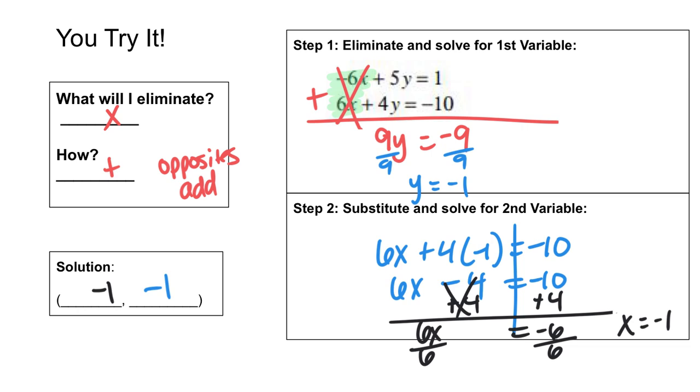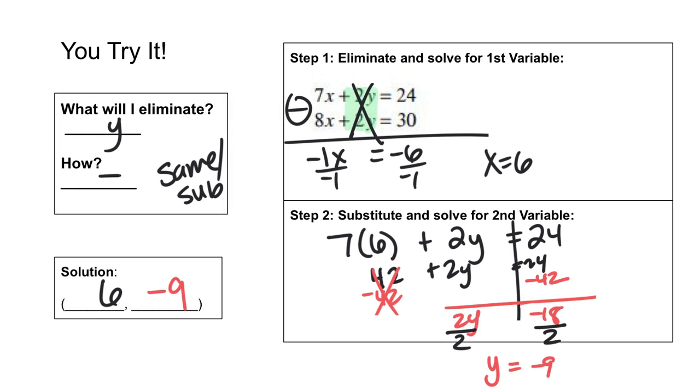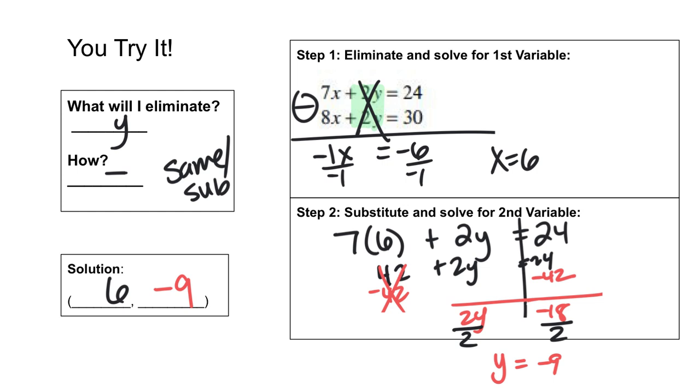And then on the next one, you should have gotten 6, -9. Again, we're eliminating the y, but this time with subtraction because they were the same. And so we did that. We ended up with a -1x and a -6. And so when you divide that out, you get a +6 for your x. Sub that back in, and you end up with a -9 for your y when you finish that out. Okay, hopefully that went well for you.